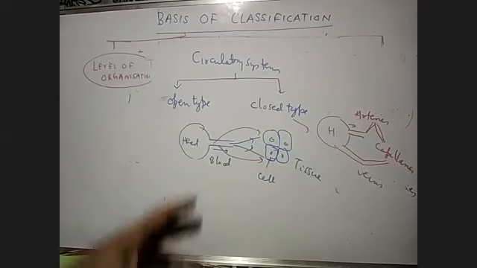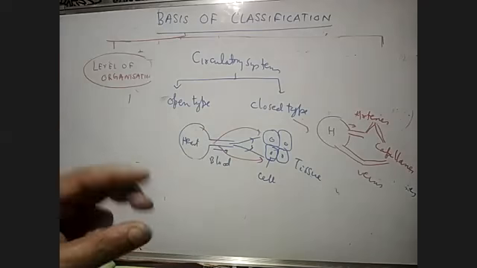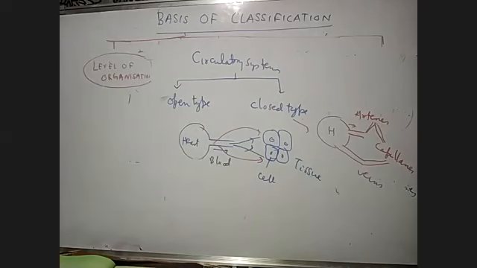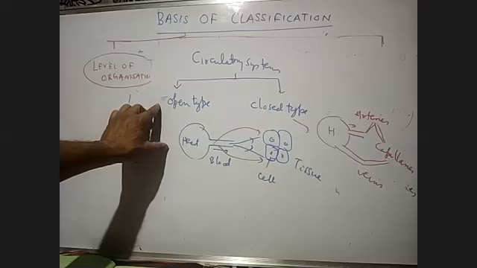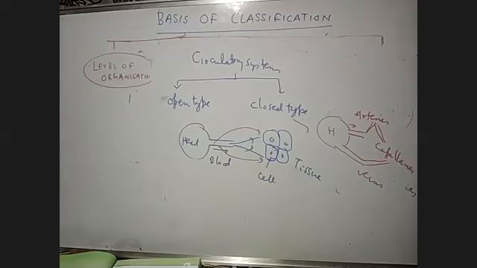But here they are doing it in a preliminary, simple way. They will ask you to differentiate between closed type and open type of circulatory system. Here we don't go into detail. If we have to go into detail, it is when we study the physiology of circulation.